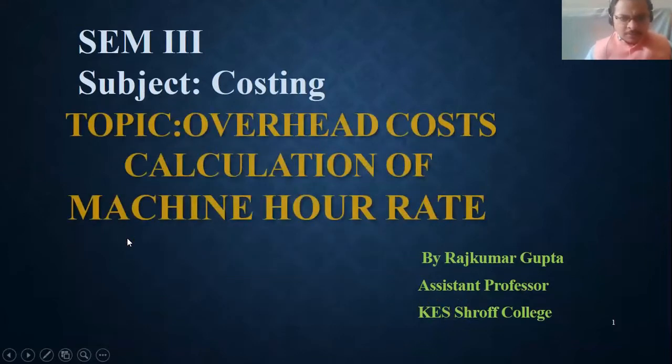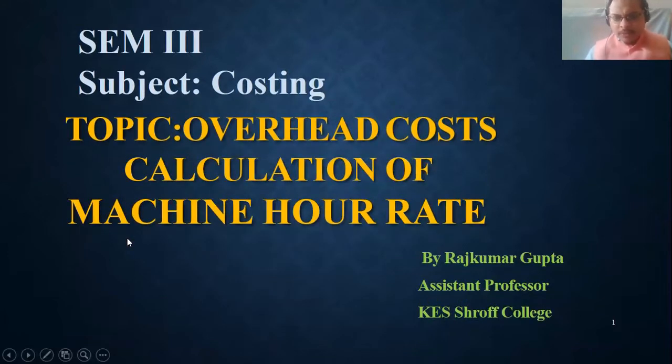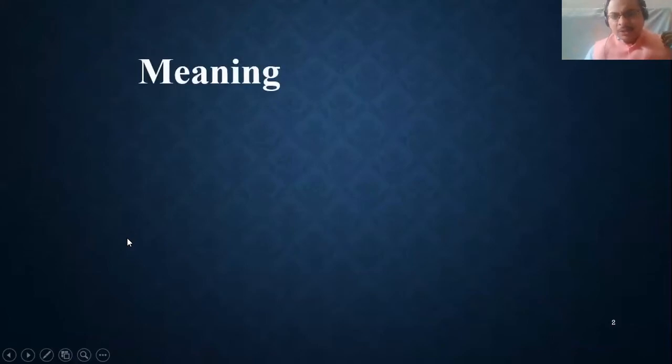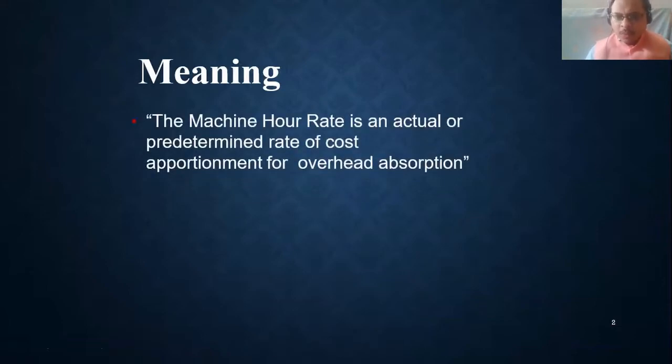Now, this is a subtopic of overhead costing, which is about the calculation of machine hour rate. Here, let us understand what we mean by machine hour rate. As I said, machine hour rate is nothing but finding out the cost of running machinery for 1 hour. It is an actual or predetermined rate of cost apportionment for overhead absorption. That means how much I am going to recover: what will be the cost of my machine for running 1 hour? That cost we have to find out.